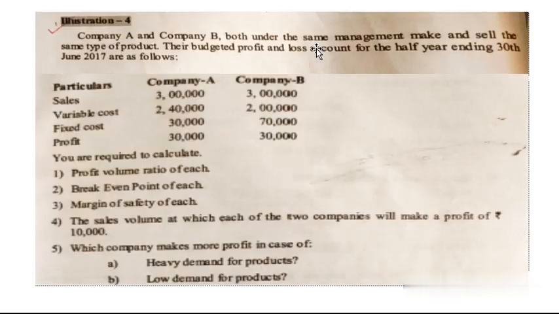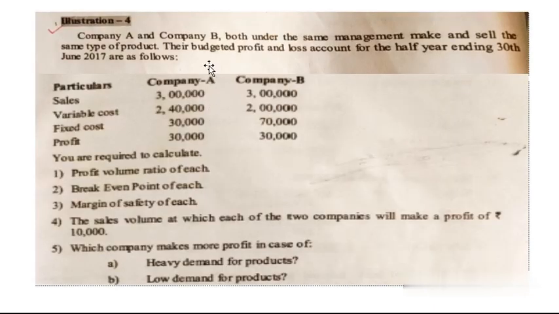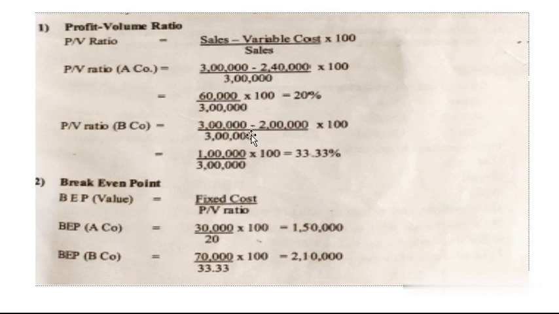So for company A, what is the sales? Sales is 3 lakh. What is the variable cost? 2,40,000. So 3 lakh minus 2,40,000 divided by sales, sales for A is 3 lakh, into 100. Which will give us 3 lakh minus 2 lakh 40,000, which is 60,000, divided by 3 lakh into 100, which will give us 20% as the PV ratio.